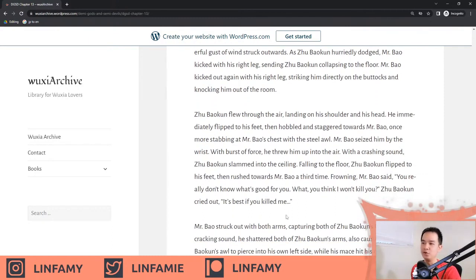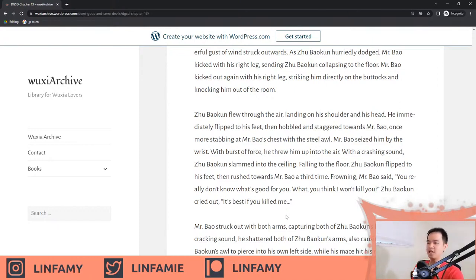Ju Bao-kun flew through the air, landing on his shoulder and his head. He immediately flipped to his feet, then hobbled and staggered towards Mr. Bao, once more stabbing at his chest with the steel awl. Mr. Bao seized him by the wrist. With a burst of force, he threw him into the air. With a crashing sound, Ju Bao-kun slammed into the ceiling. Falling to the floor, Ju Bao-kun flipped to his feet, then rushed towards Mr. Bao a third time.